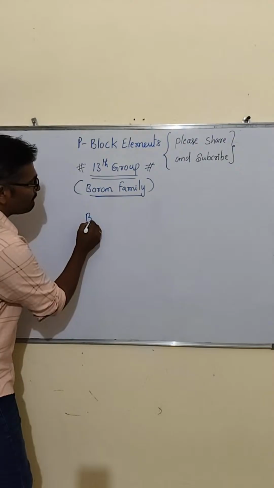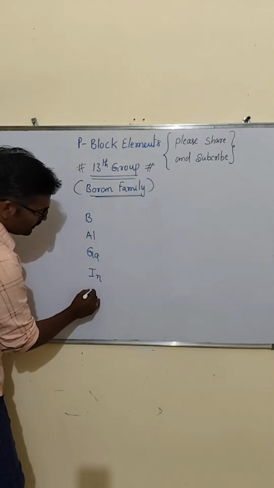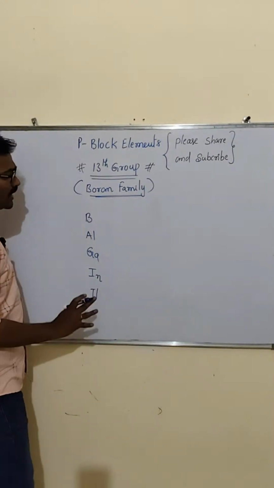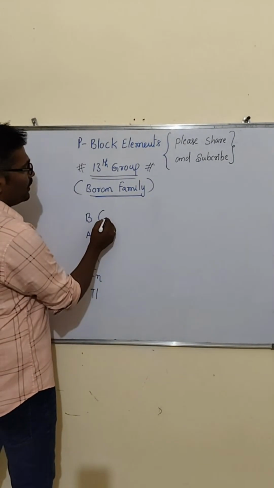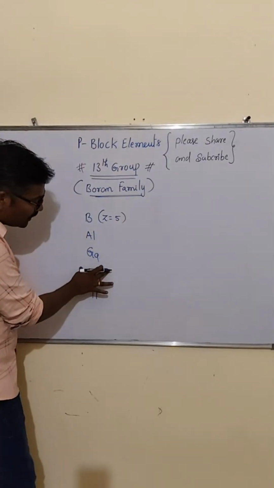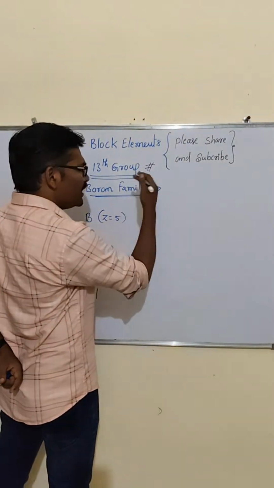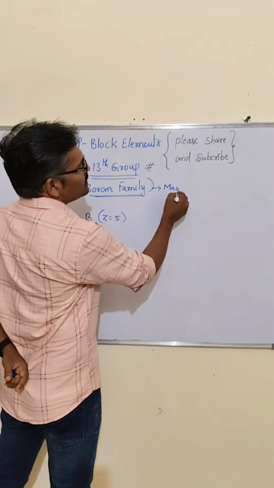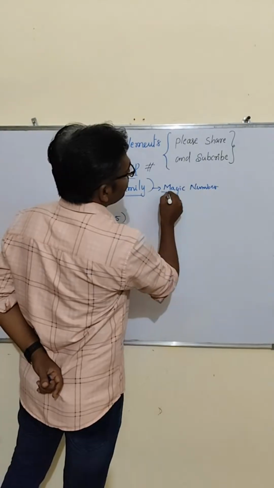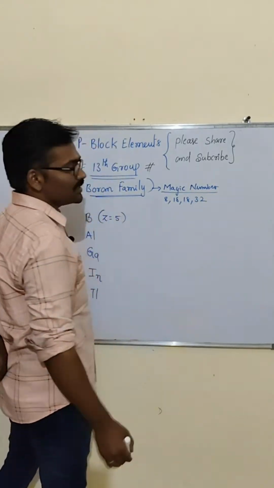Boron, aluminium, gallium, indium, then thallium. Sir, here atomic numbers, in case you write, the atomic number of boron is 5. While writing the atomic numbers of all these elements, you have to remember the magic numbers of 13th group elements, or P block elements totally. So what are the magic numbers here? 8, then 18, 18, 32. These are the magic numbers.